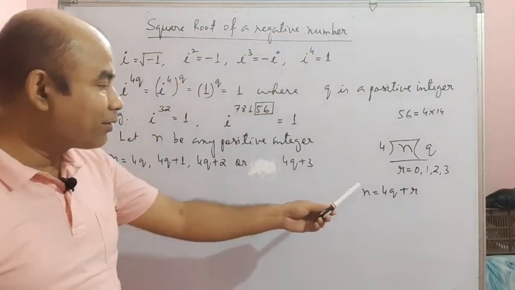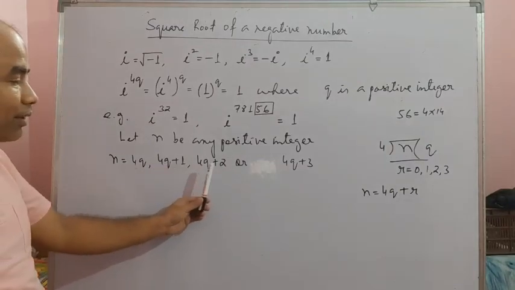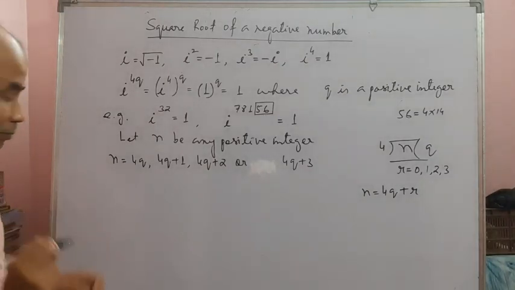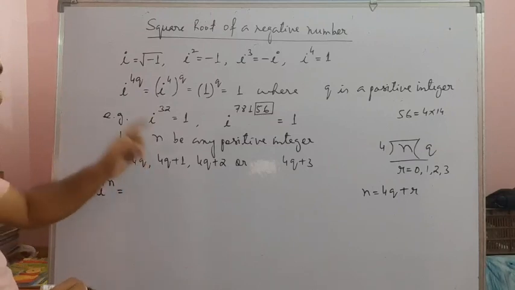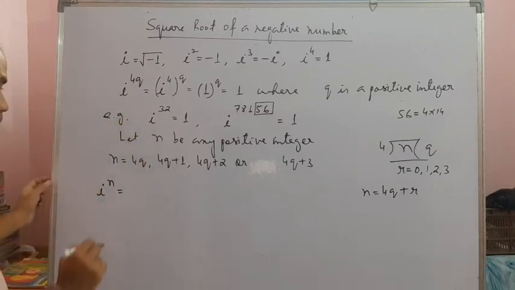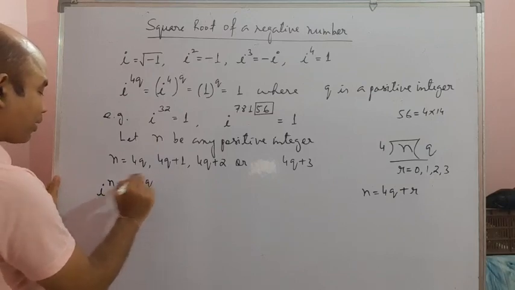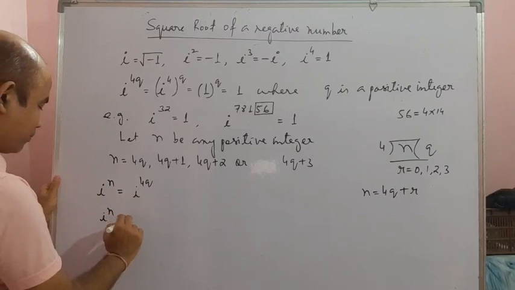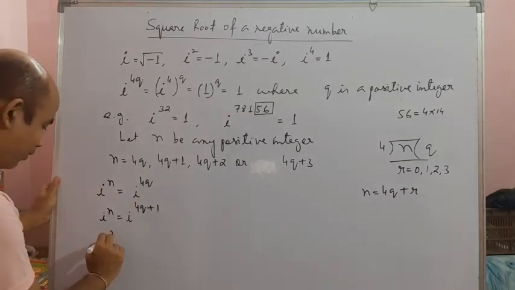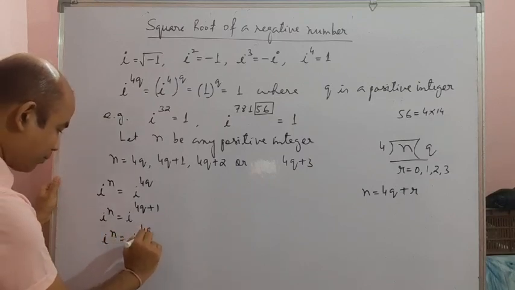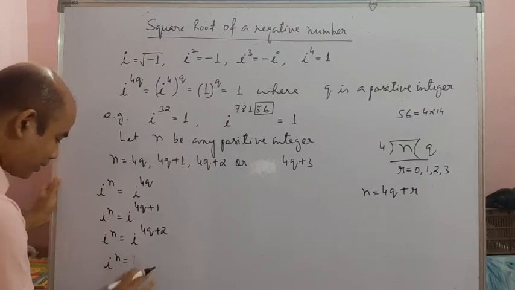Now, if I put r is equal to 0, then it will be 4q. R is equal to 1, 4q plus 1. R is equal to 2, 4q plus 2. R is equal to 3, 4q plus 3. So, suppose you are asked to calculate i to the power n, i to the power any positive integer. It may be of the form 4q, or 4q plus 1, 4q plus 2, or 4q plus 3.